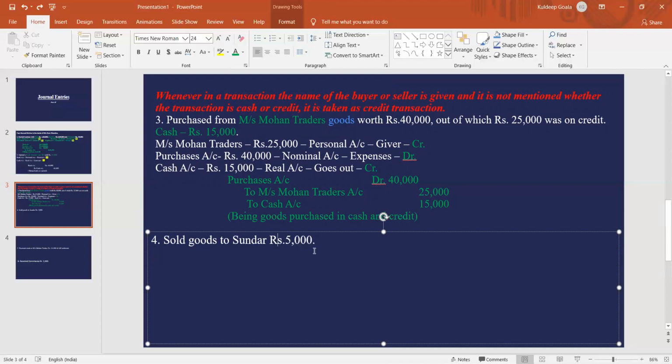So what is given here? It is given that goods sold to Sundar rupees 5,000. Very simple. What is the meaning of this? We are selling goods to Sundar, isn't it? Clear? Now we have to try to understand the meaning first. If we are selling goods to Sundar, then the name is given. Just now I told, if the name of a buyer or seller is given and it is not mentioned whether it is a cash or credit, like here the name is given, Sundar, and it is not mentioned whether it is a cash transaction. For credit, it is not told. If nothing is told, then you are going to take it as credit transaction, right?